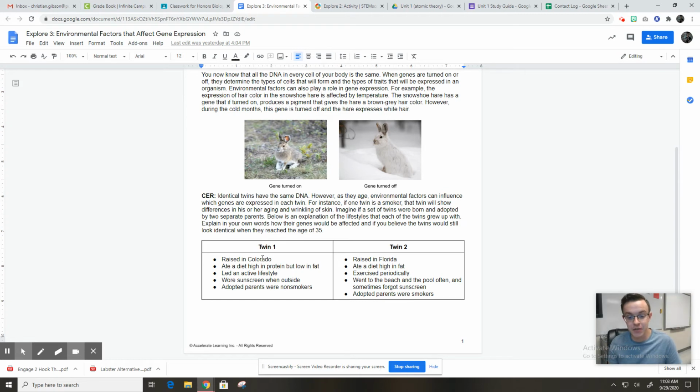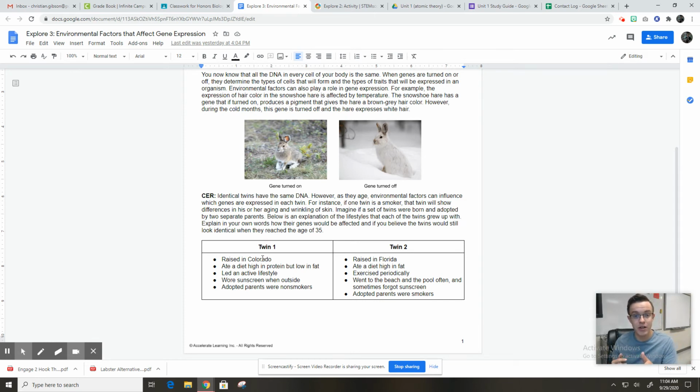So imagine if a set of twins were born and adopted, but by two separate sets of parents. They move far apart from each other, even though they're twins. And below is a list of different lifestyle factors in their lives. So for example, twin one was raised in Colorado. They ate a high protein, low fat diet. They were very active physically. They wore sunscreen when they're outside, and their parents were non-smokers.